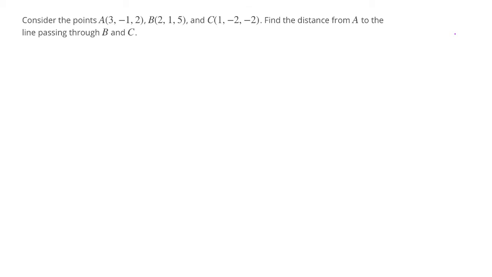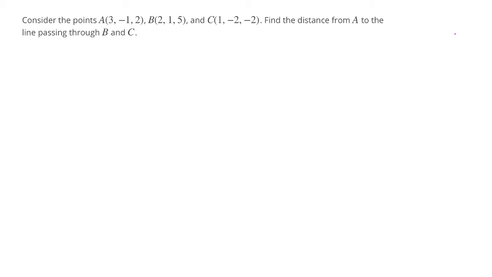So welcome everybody to our next problem in cross products. What we're asked to do in this problem is that we're given 3 points A, B, and C, and we're asked to find the distance from A to the line passing through B and C. And so when they say the distance from A to the line passing through B and C, that's the distance to the closest point on the line from there.